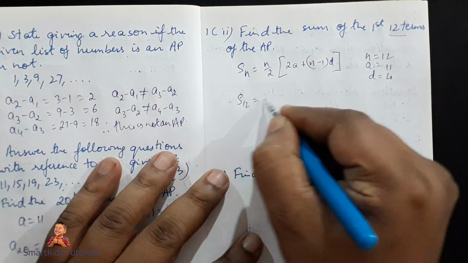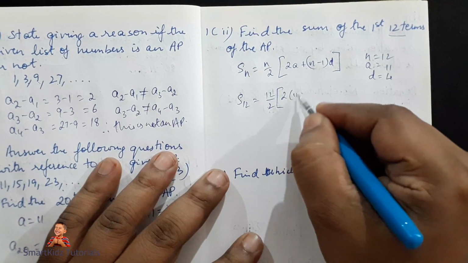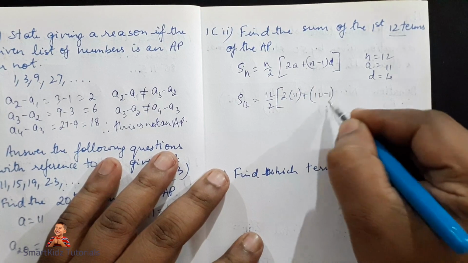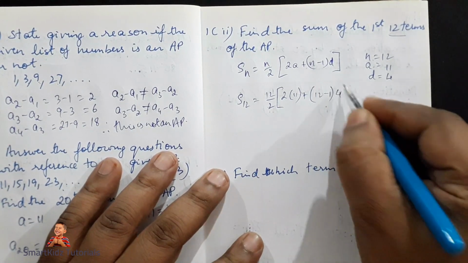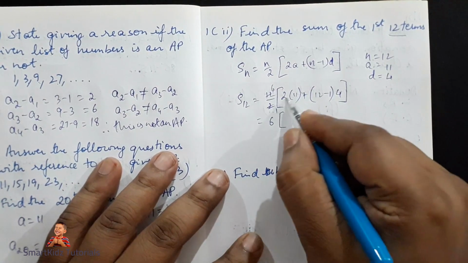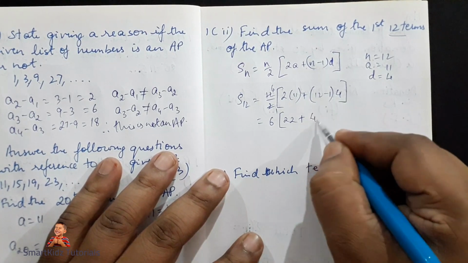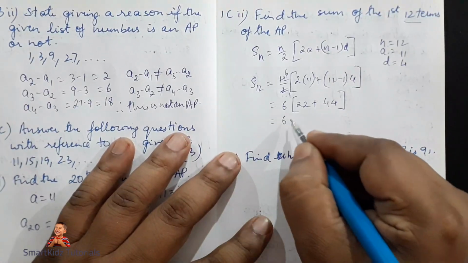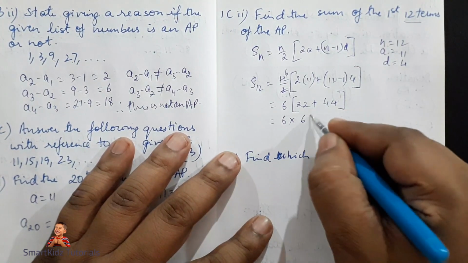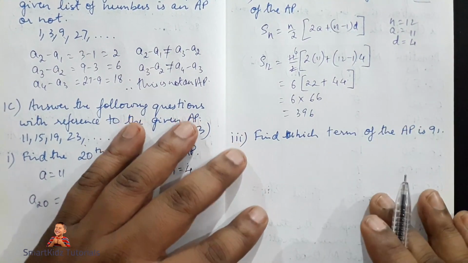So S12 is equal to 12 upon 2 in brackets, 2 into 11 plus in brackets 12 minus 1 into d, which is 4, close the brackets. 2 ones are 2, 2 sixes are 12, 6 into 2 into 11 is 22, plus 12 minus 1 is 11, 11 into 4 is 44, and 22 plus 44 is 66, and 66 into 6 is 396. So that is our answer.